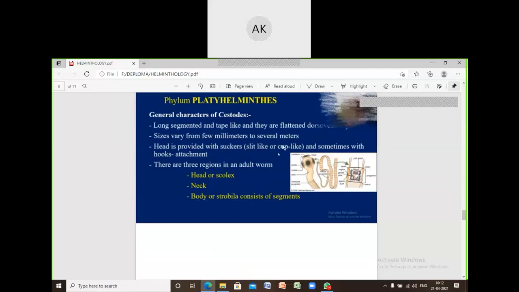They are cup shaped. As you can see, the structure here is cup shaped and sometimes with hooks attached. You can see the hook at the bottom of it. This is the hook. Okay, there are three regions in adult worms: the head, the neck, and the body, and it consists of segments. They are segmented.